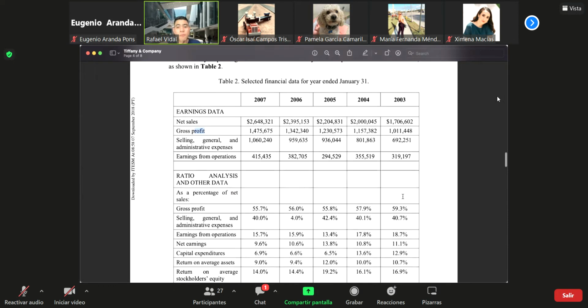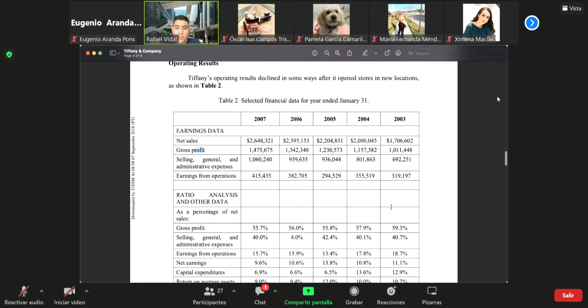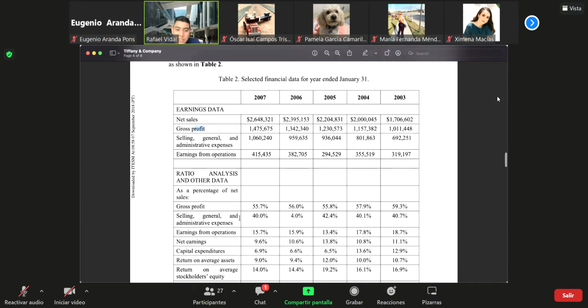That means from the revenue we got from one ring we sell in 2003, almost 60% of that money turned into profit, gross profit in this case. So this number is decreasing. So we are turning less money into gross profit from our revenue or sales. So that's not good.